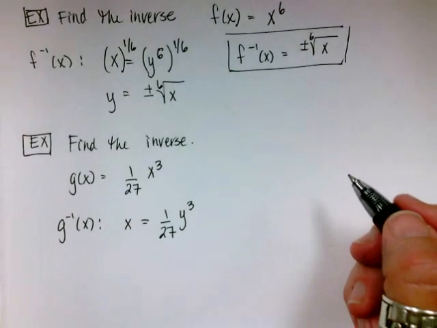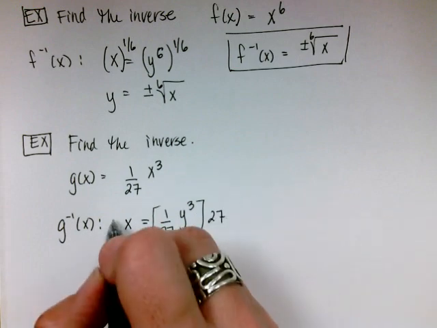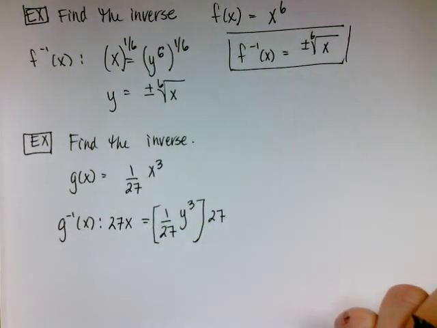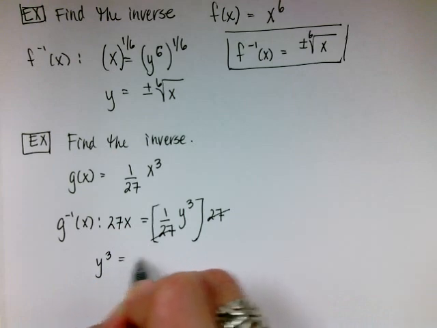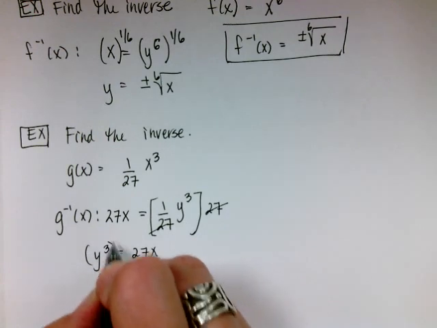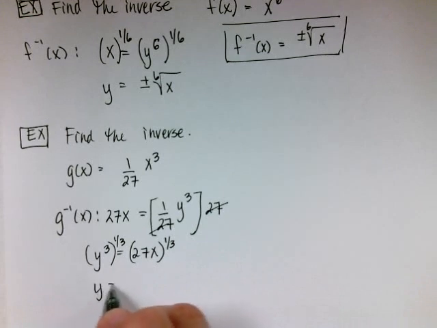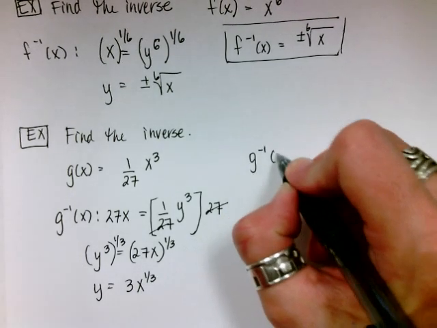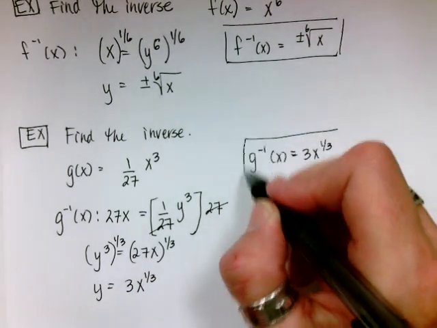So I need to solve for y. The first thing that I'm going to do is multiply this side of the equation by 27, and multiply this side of the equation by 27. Now the 27's on this side cancel, so I get y to the 3rd is equal to 27x. Well, to undo a power, I raise it to the root. So I'm going to take the 3rd root of both sides, and I get y is equal to the 3rd root of 27, which is 3, and then there's my x to the 1/3. So I would finish by using good notation that says 3x to the 1/3, and done.